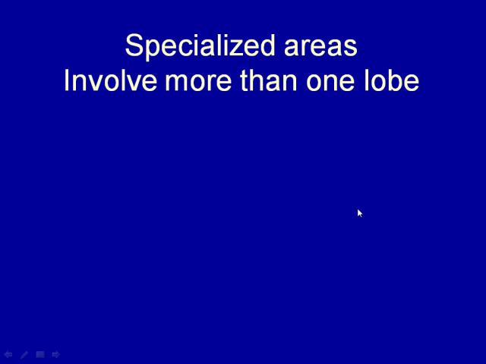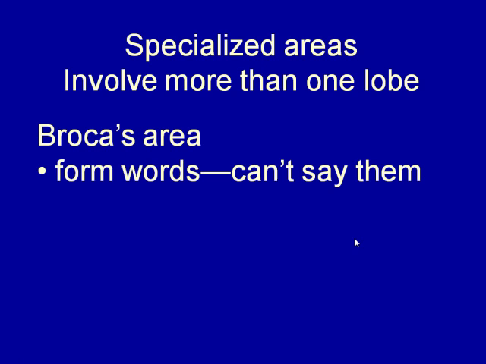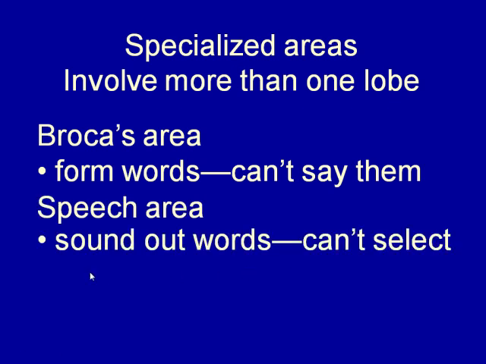Now besides those general areas, there are specialized areas of the brain where there's some overlap. More than one lobe contributes to these specialized areas. A couple that you hear about are Broca's area. Broca's area is your ability to form words. If this is damaged, you can't say words you want to say. Another area is called the speech area. With damage there, you can say words, but you can't select the words you want to use. So when you talk, it's sort of a language salad.